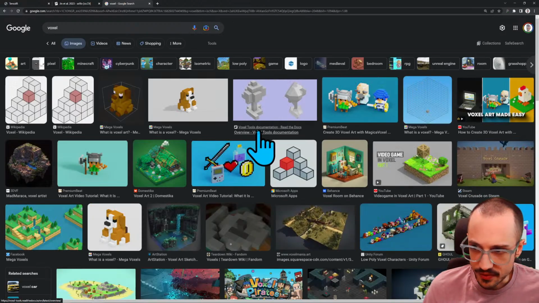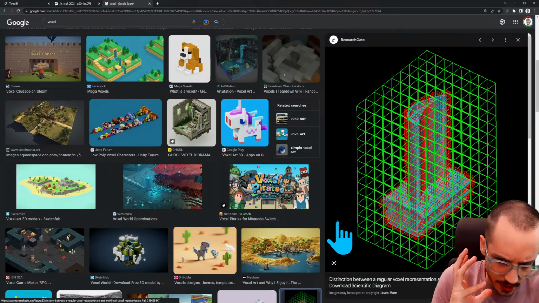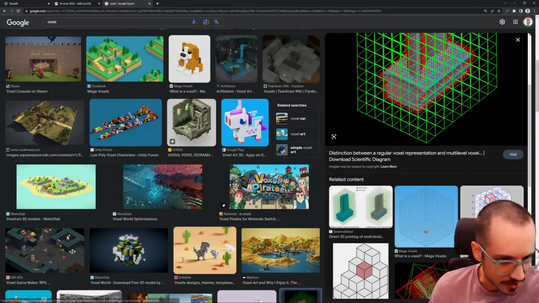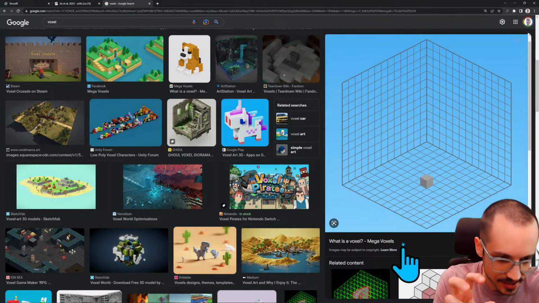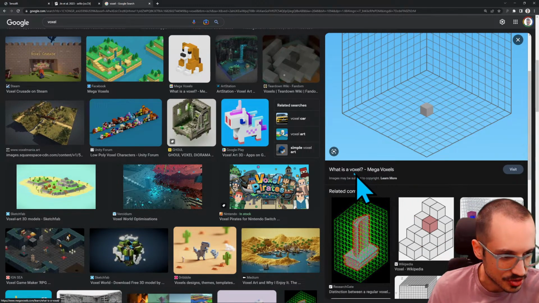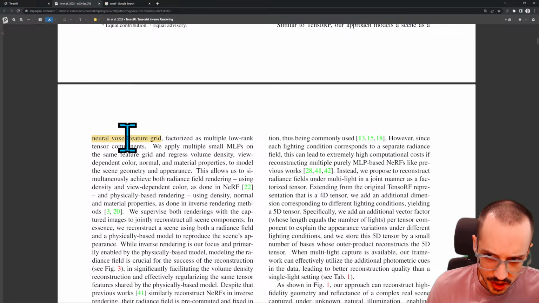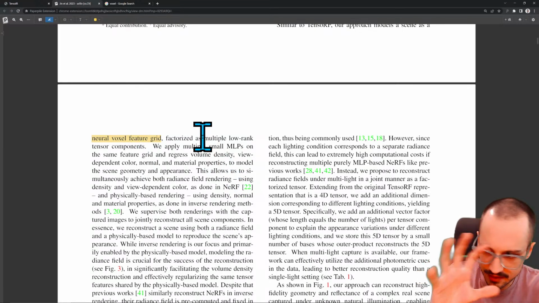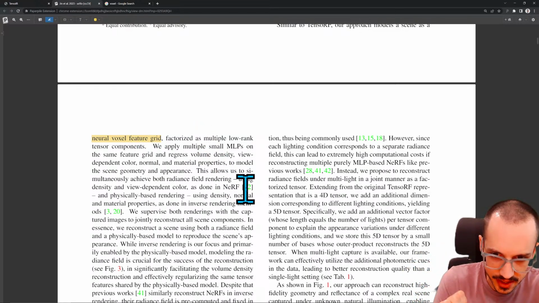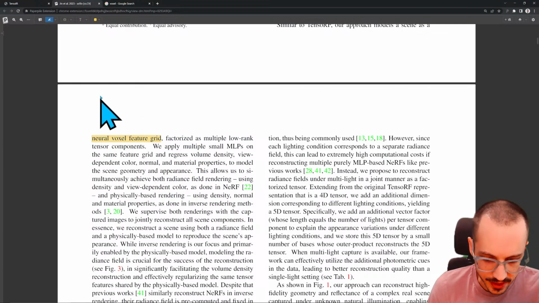This is what a voxel looks like. When someone says voxel, this is kind of what you should be envisioning, right? It's basically a bounded 3D space where everything is broken up into these little squares. And here the feature refers to the fact that every single one of those little squares inside that voxel is going to have an associated feature vector, right? Where the feature vector is like something that comes out of a neural net.